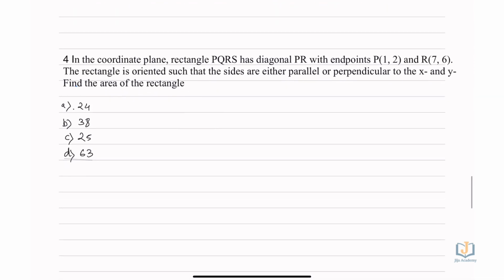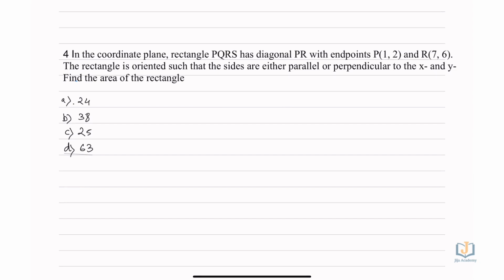Next problem is in a coordinate plane, rectangle PQRS has diagonal PR with endpoints. This is the rectangle PQRS. P is 1, 2 and R is 7, 6. The rectangle is oriented such that sides are either parallel or perpendicular to the x and y axes. Find the area of the rectangle.